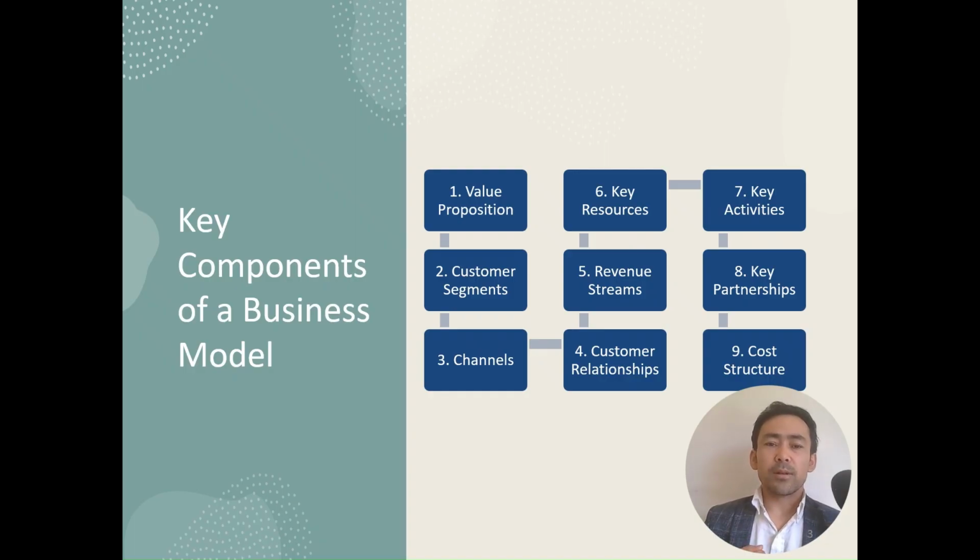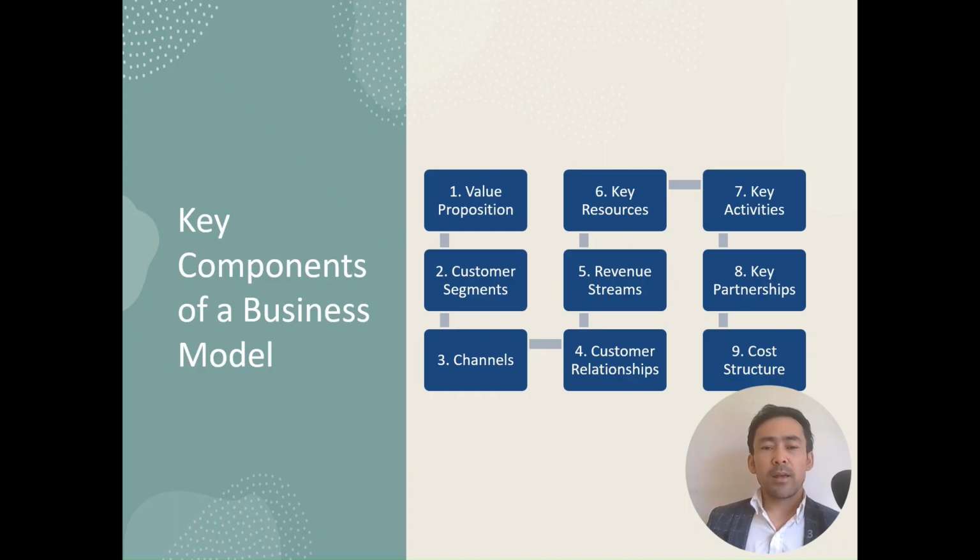The seventh element of a business model is called key activities. It lists the main and key activities that are needed in order to generate that revenue, to create that particular service or product, and how they operate and how they create that particular product or service.